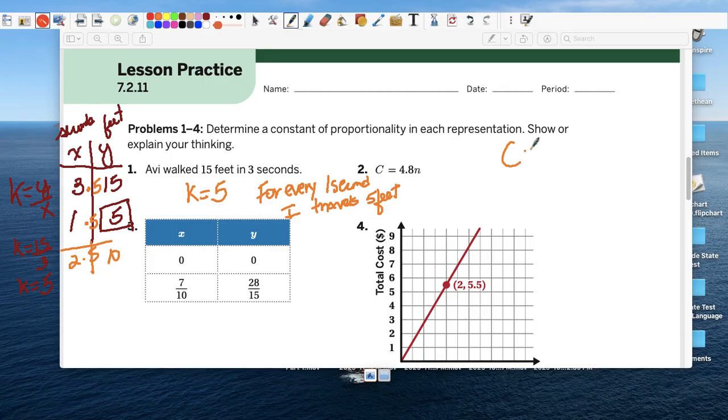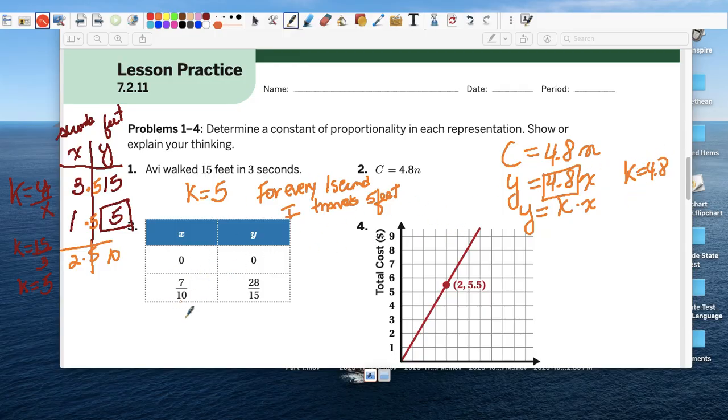Second one, C equals 4.8n. I don't even know what that stands for. Okay, so this is the same thing as this, right? And remember, our equation that represents a proportional relationship is in this format. Sorry, not n. Let me take that n out. It should be an x. So it's always the constant of proportionality, the unit rate, times x. So in this case, what's the constant of proportionality? k equals 4.8. And in an equation, it's very easy to identify that.